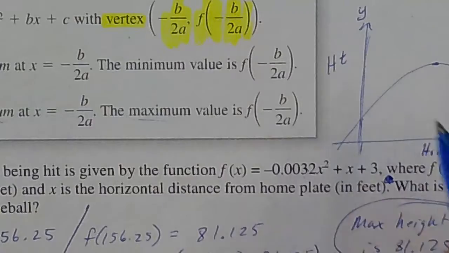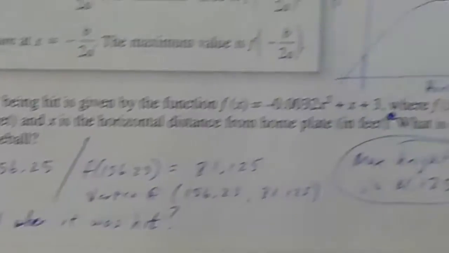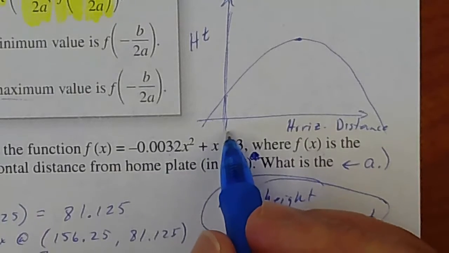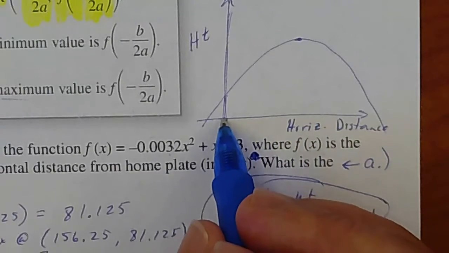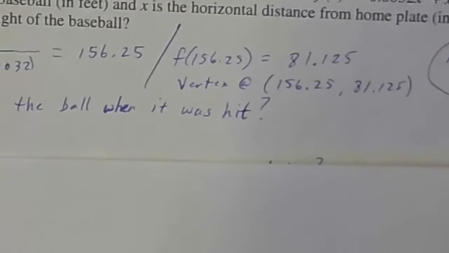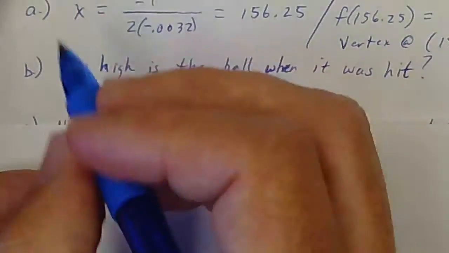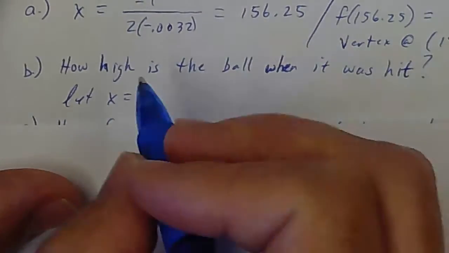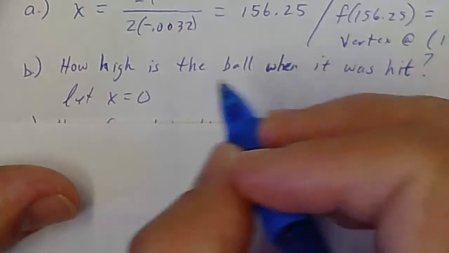So the graph might help you realize that, or you just think about how far has it traveled along the x-axis. At the moment it's being hit, the x value has to be 0. It hasn't traveled anywhere. So we need to let x equal 0 under this scenario. Hasn't traveled yet. If you want to write that in there, go ahead.